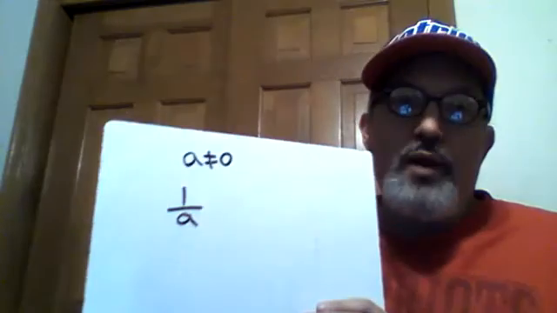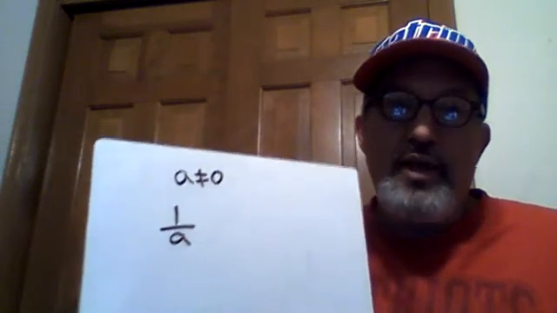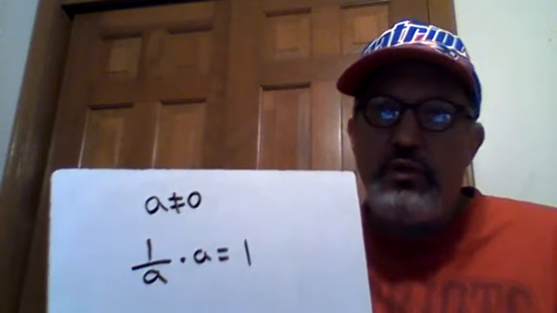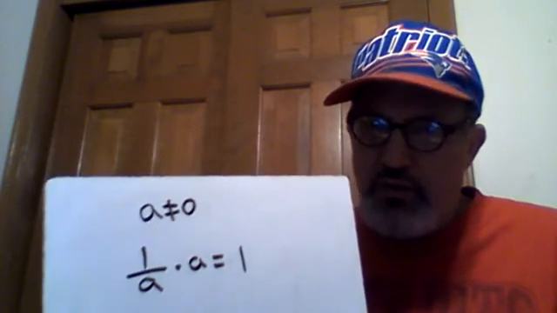I think I'll start this little topic with the observation that when you take a number A that's not 0, any number that's not 0, and you put it underneath a 1, 1 over A is the reciprocal of A. If you multiply 1 over A times A, you get 1. So 1 over A is the reciprocal of A. And this works for any number other than 0.